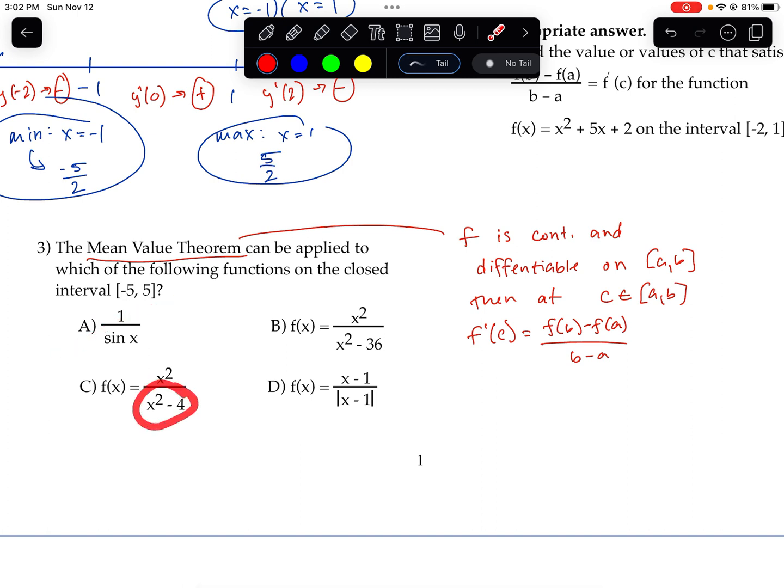Here, this denominator cannot be equal to 0, and it would be equal to 0 at x equals 2 or -2, which would be a problem here. This right here, x cannot be equal to 1, and this right here would be undefined when the denominator is equal to 0, which happens at 6 or -6, but that is outside of the interval. So therefore, it has to be b. The mean value theorem would apply to this one right here.